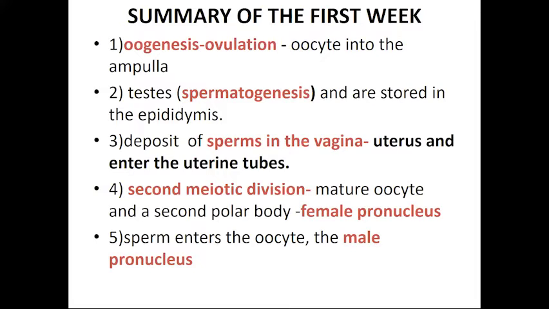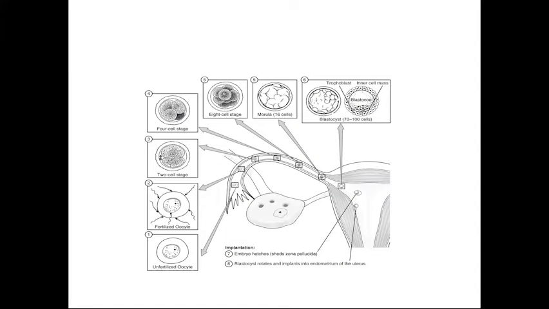Then we had the spermatogenesis, which occurred, then the deposition of the sperms in the vagina, which entered the uterine tube. There, fertilization occurred. The second meiotic division was completed. Female and male pronucleus formed, then enlarging and then meeting, and the zygote was formed. You can see all these stages, and then there are the blastomeres.